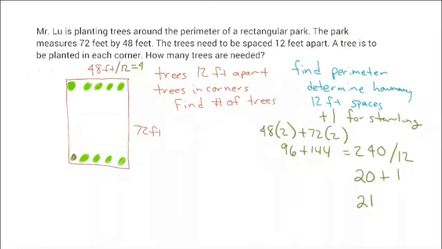So I start out with one of my corners. So I start where I begin. Then I go 12 feet, 24, 36, 48, 60, 72. And I'm going to put 1, 2, 3, 4, 5 more in here. And then what I can do is I can actually draw them out, and then I can go back through and I can count them.